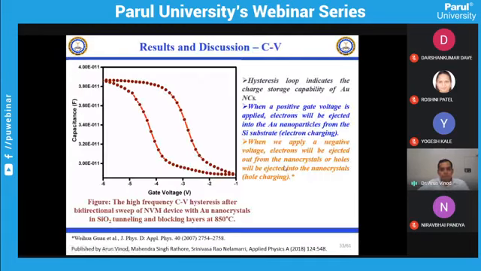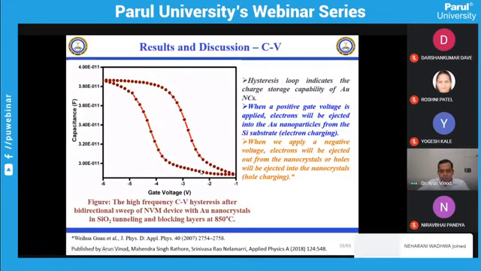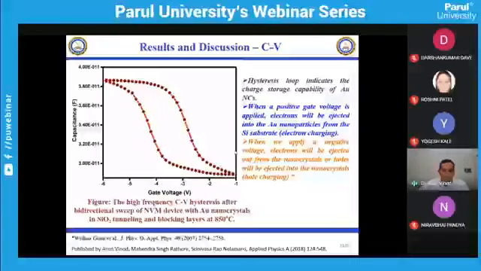In the case of CV, we can see the hysteresis loop is as expected. The hysteresis loop indicates the charge storage capability of gold nanocrystals, that the SiO2 gold SiO2 structure behaves as a non-volatile memory, and it also shows electron charging and hole charging, just like in the previous case which we discussed with the HfO2 structure.